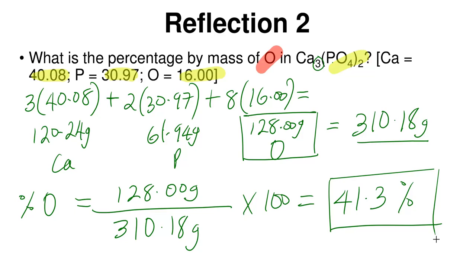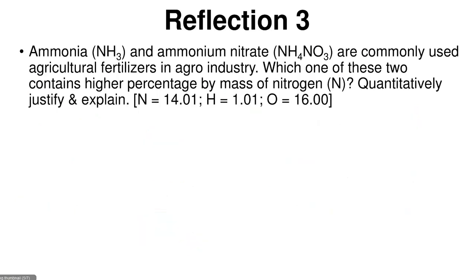This one now is an applied question that looks like a word problem, but it's very much applicable, particularly in the areas that we live in that rely a lot on agriculture. Let's see how the question goes. In reflection 3, it says ammonia and ammonium nitrate are commonly used agricultural fertilizers in agro-industry. So which one of these two contains a higher percentage by mass of nitrogen? It says quantitatively justify and explain. I purposely snuck in those big words.